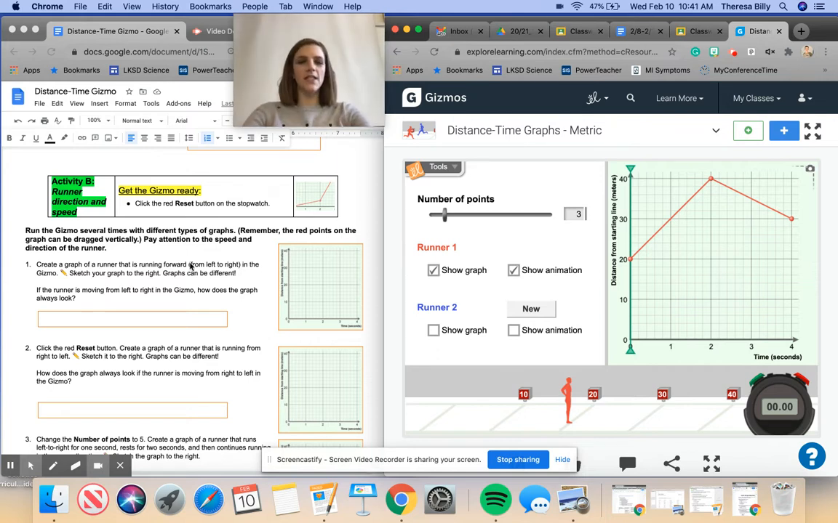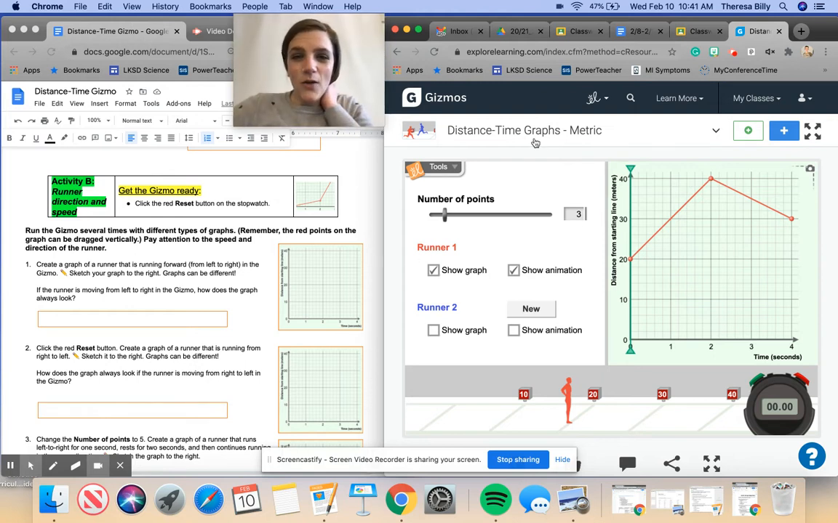So the instructions say, run the Gizmo several times with different types of graphs. Remember, the red points on the graph can be dragged vertically, so just up and down. You can't move them side to side. So pay attention specifically to the speed and the direction of the runner as we manipulate the graph.